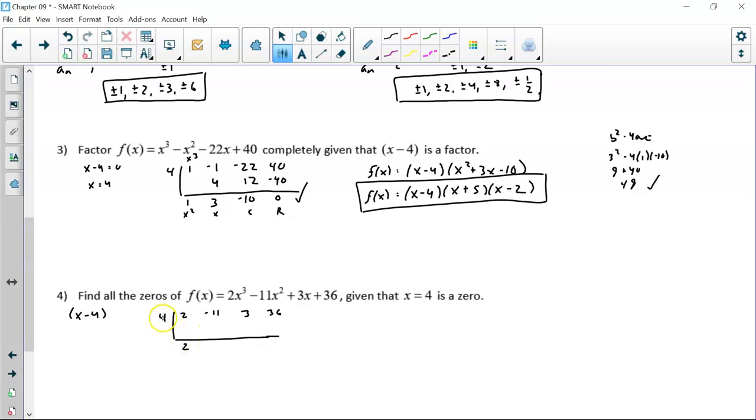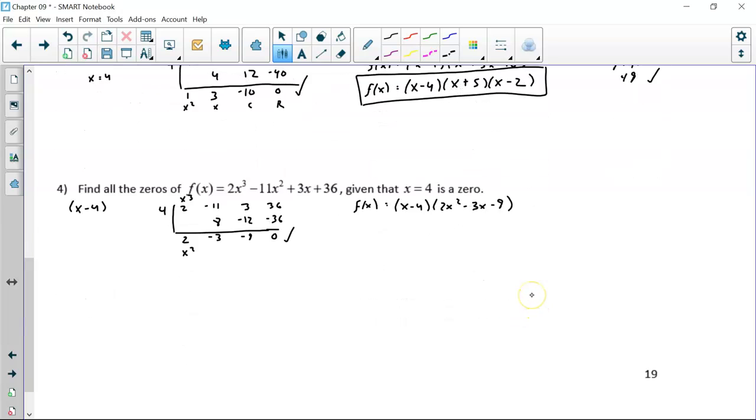Bring down the 2. 4 times 2 is 8. We add, we get a -3. 4 times -3 is -12. We add, we get a -9. 4 times -9 is -36. And when we add, we get a remainder of 0. So we know we have a good solution. We have a factor. So now f of x equals, our first factor, x minus 4. Now this was x cubed, so on the bottom is our x squared, so it's 2x squared minus 3x minus 9. And now we need to factor that if possible.